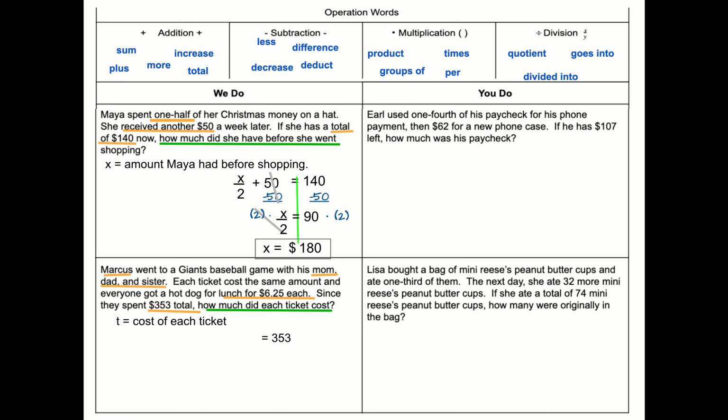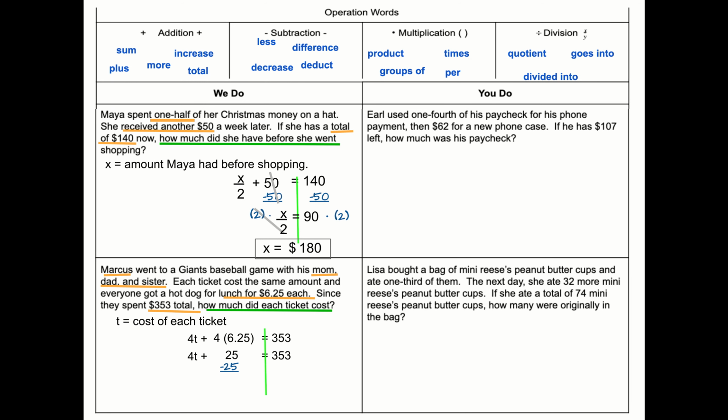All right, working through our steps backwards, our total is $353. We have 4 people having lunch at $6.25. And we have 4 people buying tickets. Now we can start solving. First thing we need to do is just simplify 4 times $6.25. That gives us 25. Is it okay to use a calculator? Absolutely. And we have 4t.